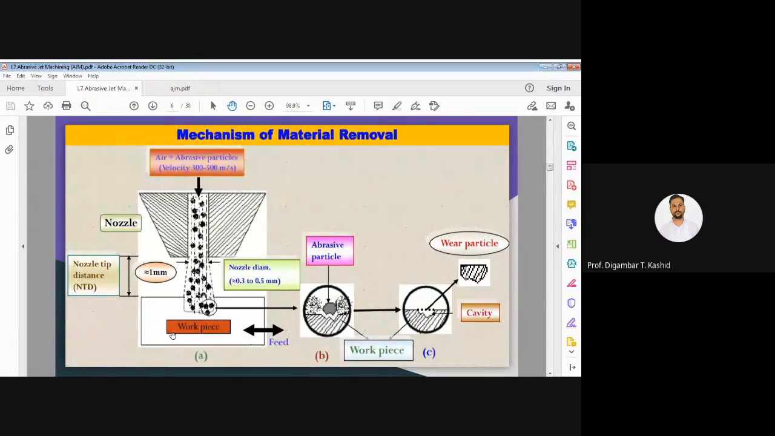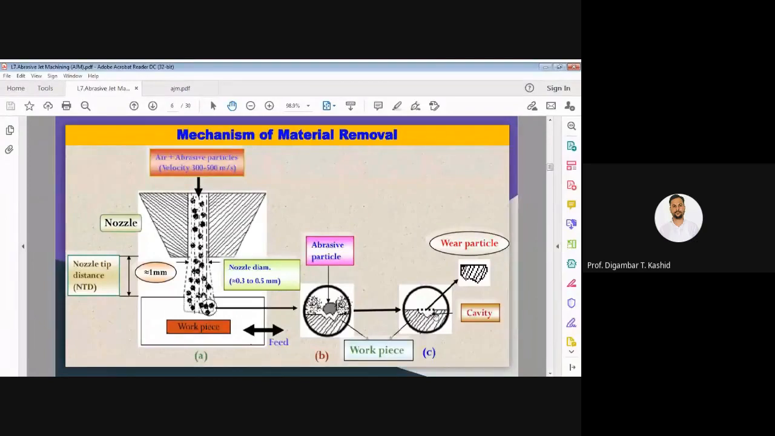And once this fracture has taken place, there is continuous hitting of abrasive particles, thousands and thousands of times per second, and then this fractured material comes out of your workpiece surface, and you will get the cavity created on your workpiece. So you can see here how abrasive particles are hitting your workpiece. Okay, if your workpiece is brittle and hard, then brittle fracture will be there. That is, the erosion will take place, and then material will be removed.